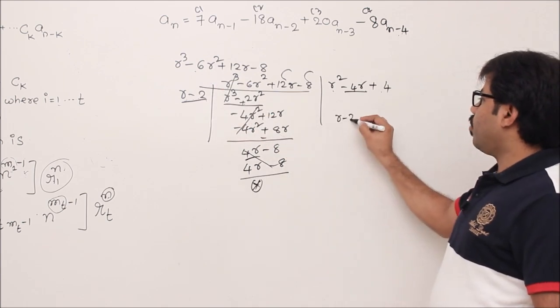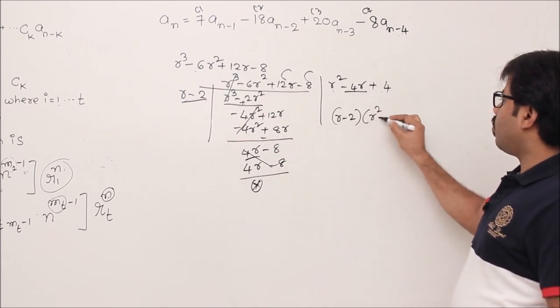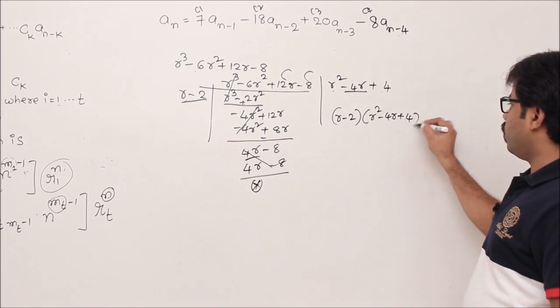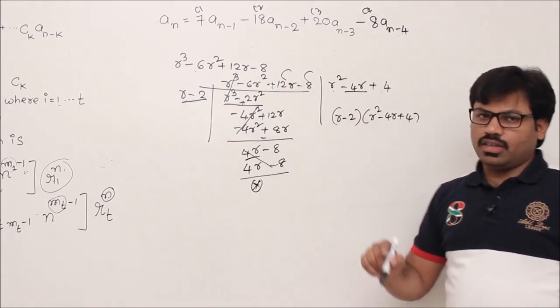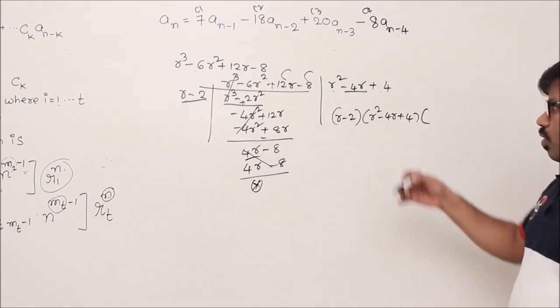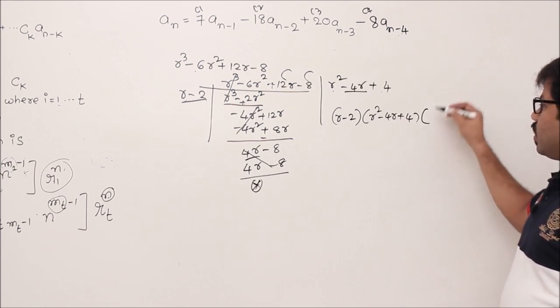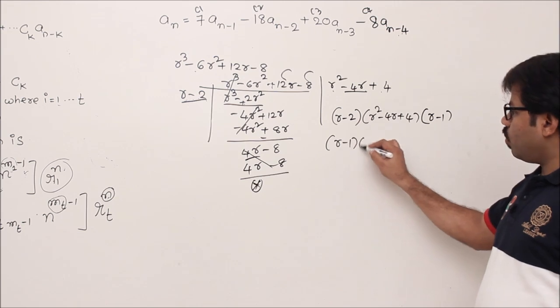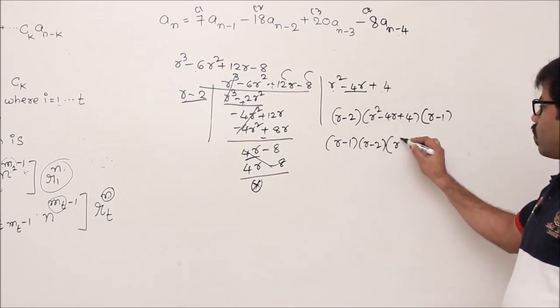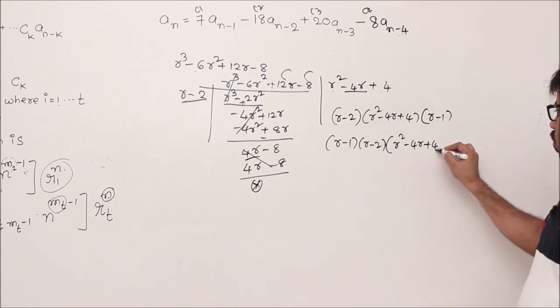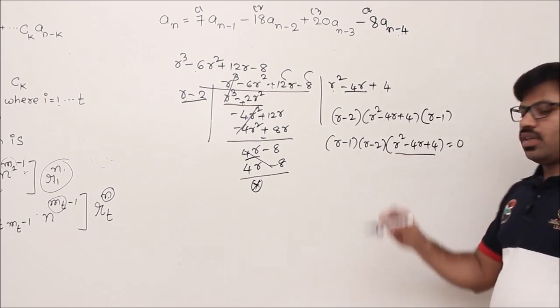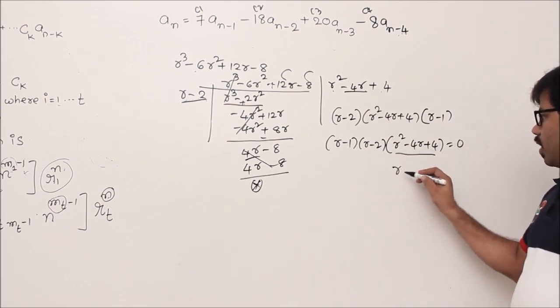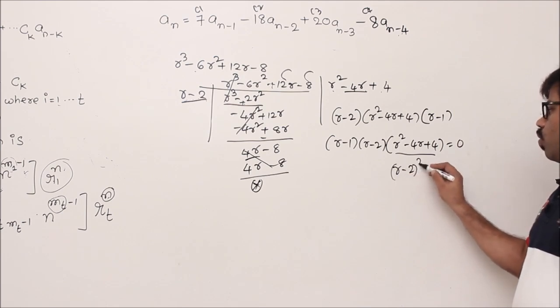So finally r minus 2 into r square minus 4r plus 4, if you multiply them, you get it back. That is what factorization of polynomials is. Previous one was what? R minus 1, correct? Finally you got r minus 1 into r minus 2 into r square minus 4r plus 4 equal to 0. Then you see this one. So r square minus 4r plus 4 is nothing but actually r minus 2 whole square, correct?